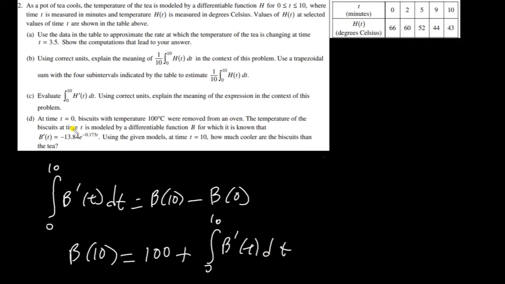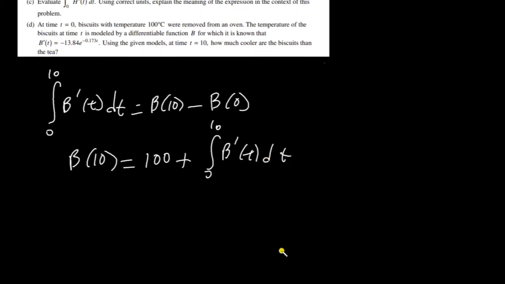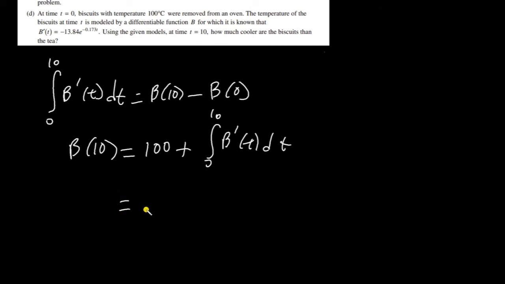Guess what? It just happens that we have the equation for B prime of t right there. So all we got to do is plug that in. So we get 100 plus the integral from 0 to 10 of negative 13.84 e to the negative 0.173t dt.